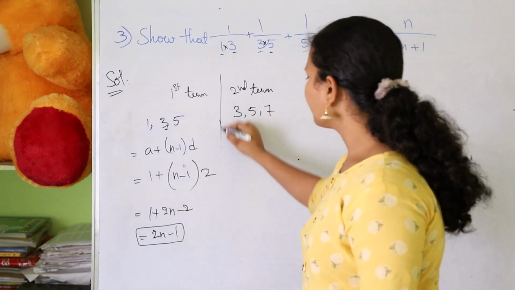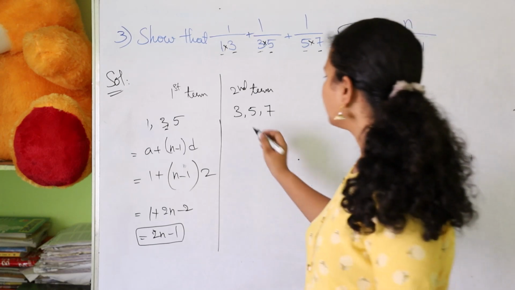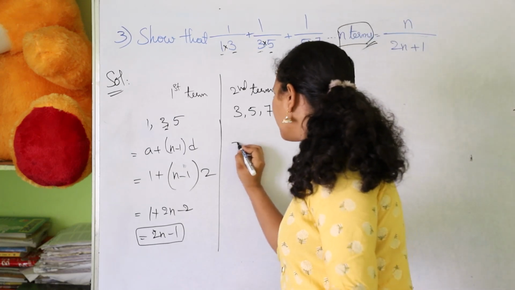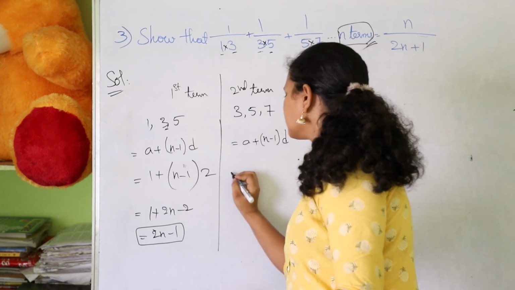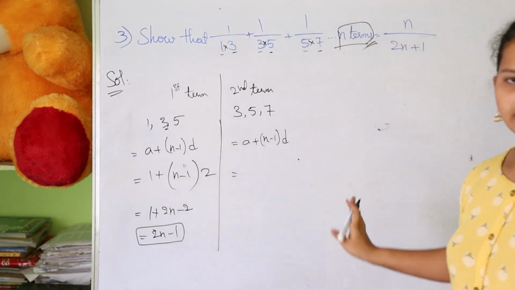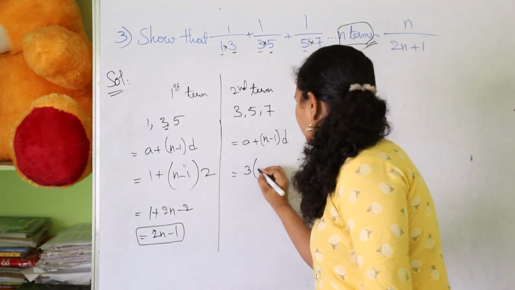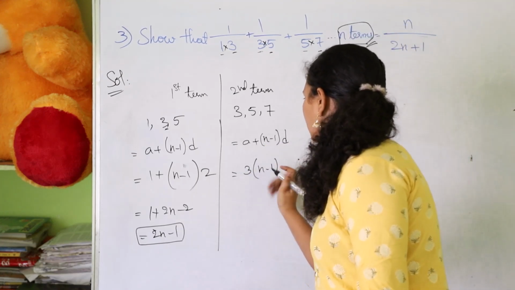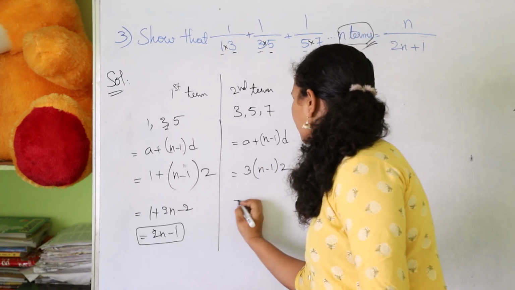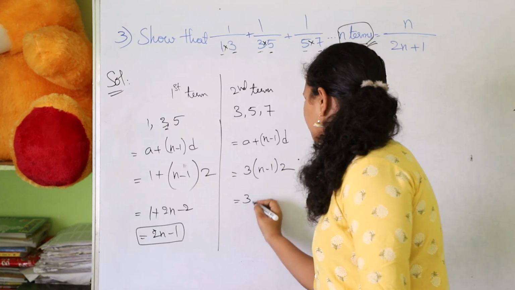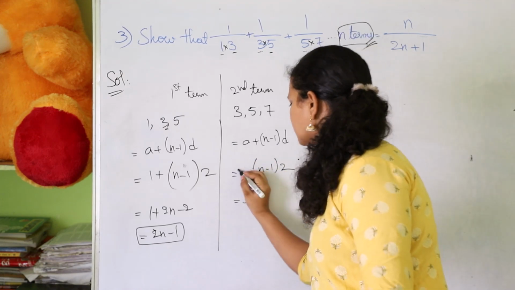Now coming back to the second terms. Let's go for the second terms, 3, 5, 7. As you know the formula is a plus n minus 1 into d. Here a value is 3, and the d value is 5 minus 3, which is 2. So therefore 3 plus n minus 1 into 2.